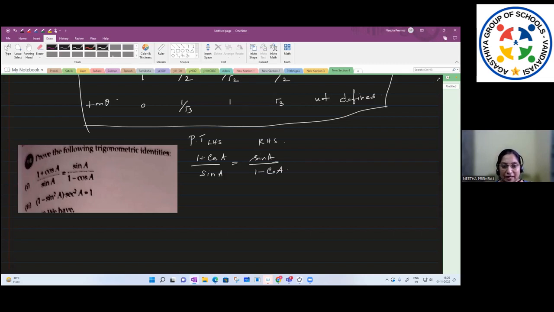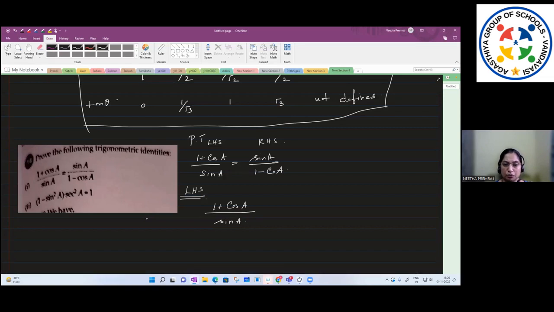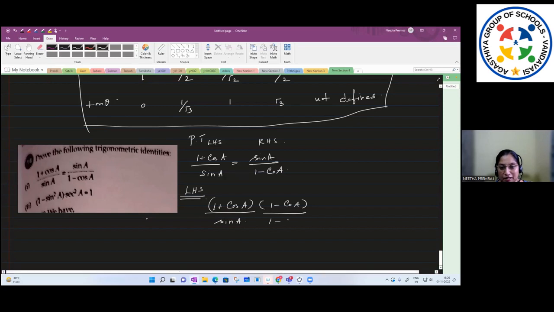So I start with the LHS, left hand side. 1 plus cos A divided by sin A. What is the idea? Here sin A is there, and I want to make the numerator sine. How do I make the numerator sine? Multiply with the conjugate. Conjugate means the second term is negative. In 9th standard you must have studied rationalization, where you multiply with the conjugate. So I multiply the numerator and the denominator with 1 minus cos A.